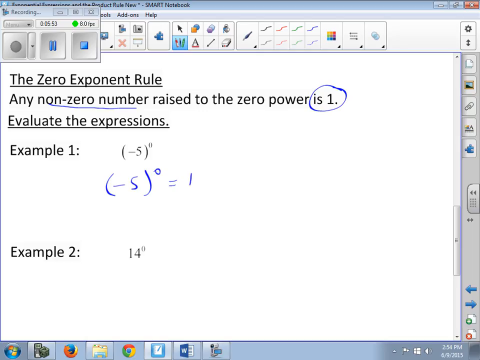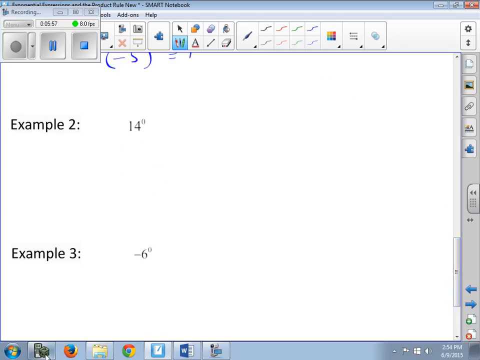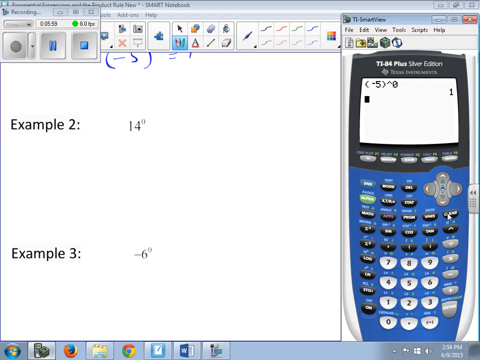14 to the zero power. Let's type it in exactly as it's written. Don't add anything that's not there. 14 raised to the 0, that's also equal to 1.